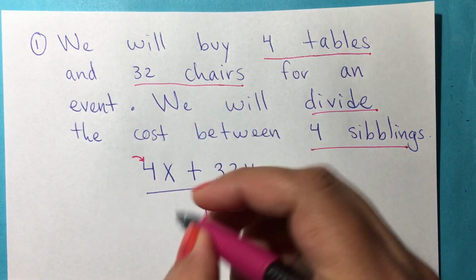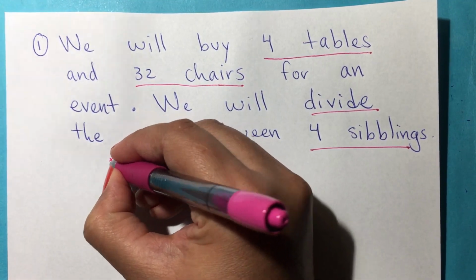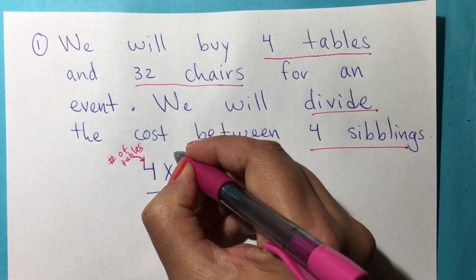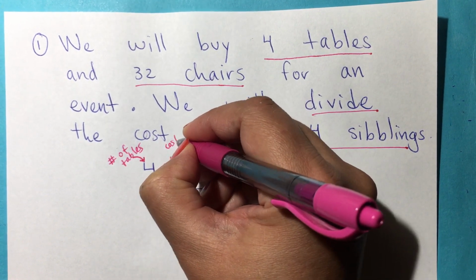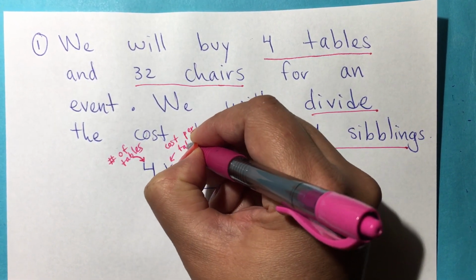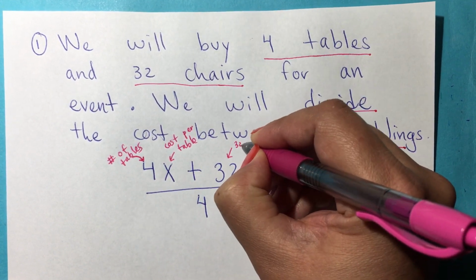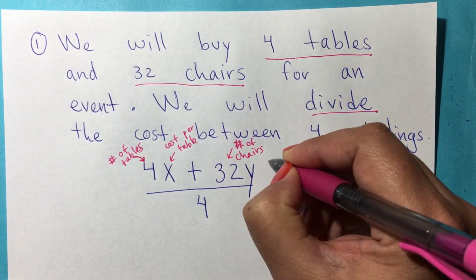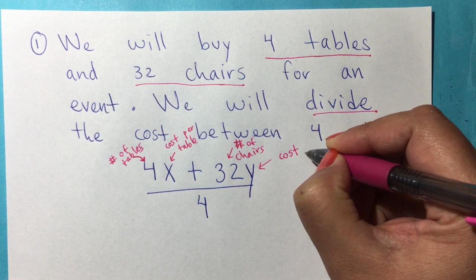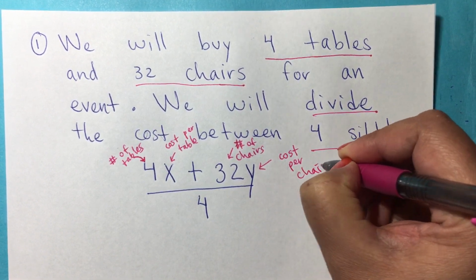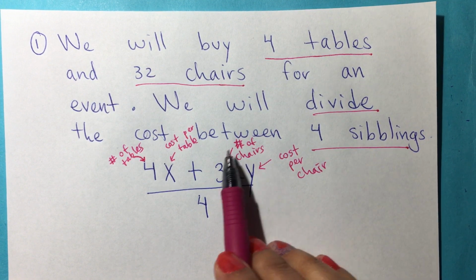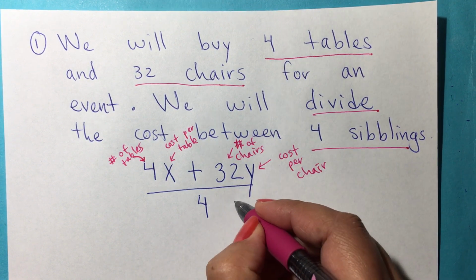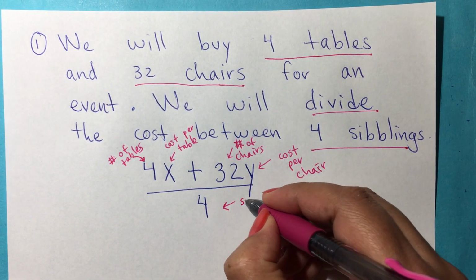So the 4 represents the number of tables. If this represents the cost, that means that this will be the cost for each table. Cost per table. This will be the 32 chairs, or number of chairs. And this will be the cost per chair. So by multiplying that, we'll have the total cost for each set of items. And this will be the 4 siblings.